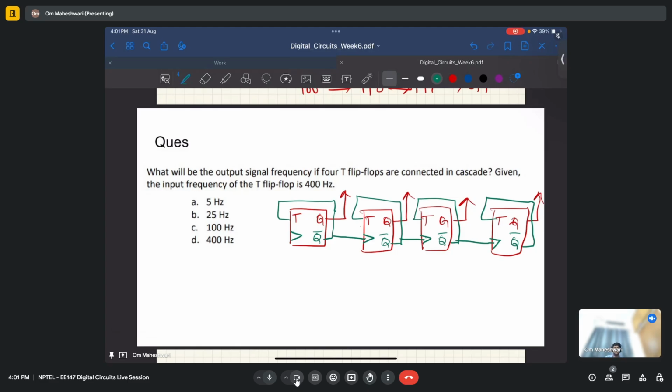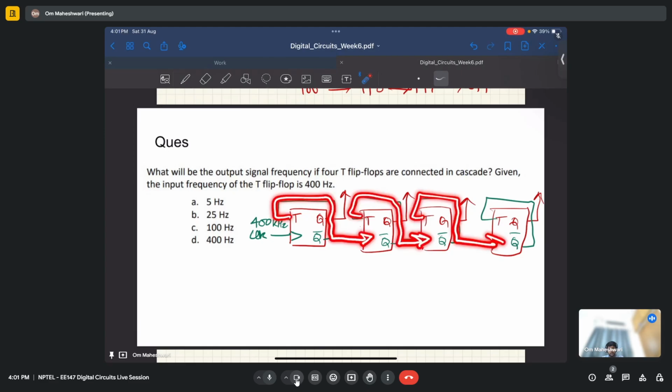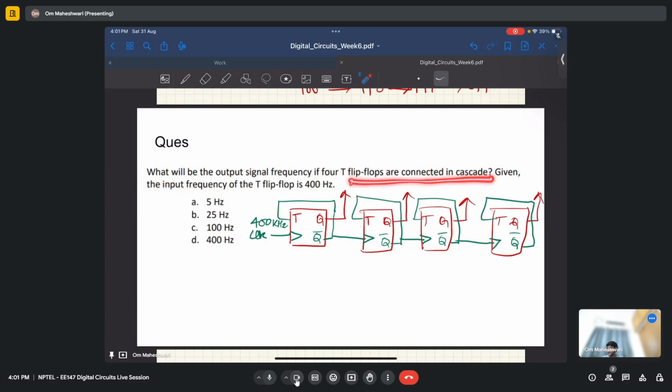So this is the cascade connection. And you have some clock here, which is of 400 kilohertz, and your input to the T is the complement of the output, so it toggles again and again. And the same T is sent as clock to the next one. This T is sent as clock to the next one. And this T is sent as clock to the next one. This is the cascade connection of T flip-flops.